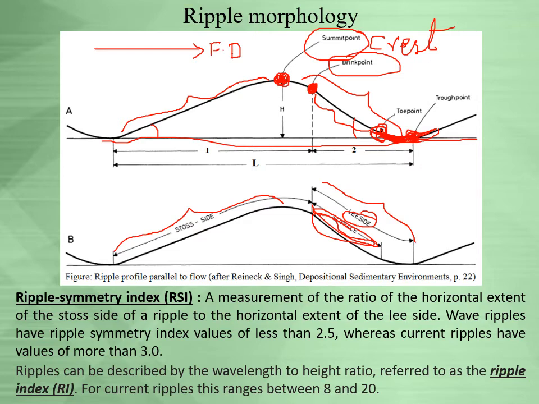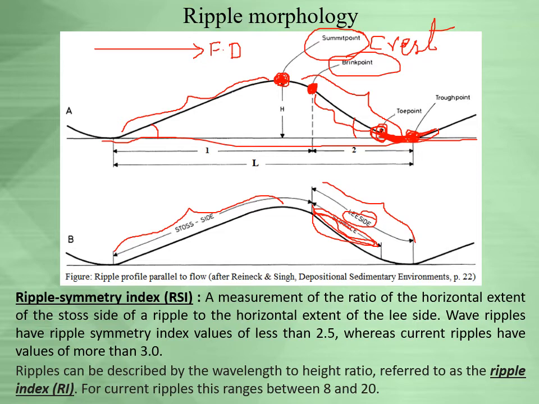Now if we consider the leeward side of a ripple mark, the lee side consists of two surfaces. One is the slip face and another is the bottom set. And the portion from the crest point to the brink point is known as the top set. From the brink point to the toe point is known as the slip face. And from the toe point to the trough point is known as the bottom set. So top set, slip face, bottom set.